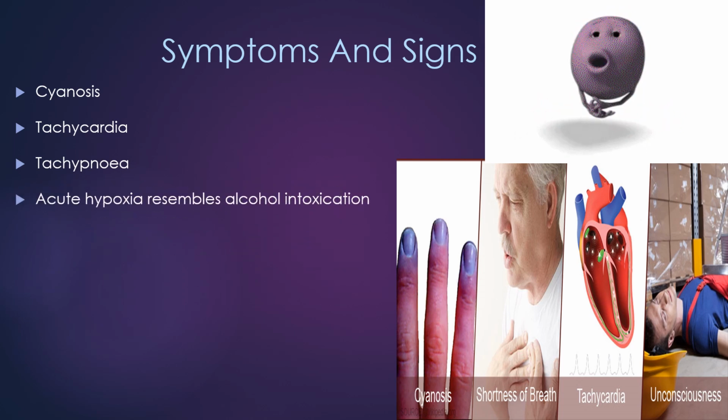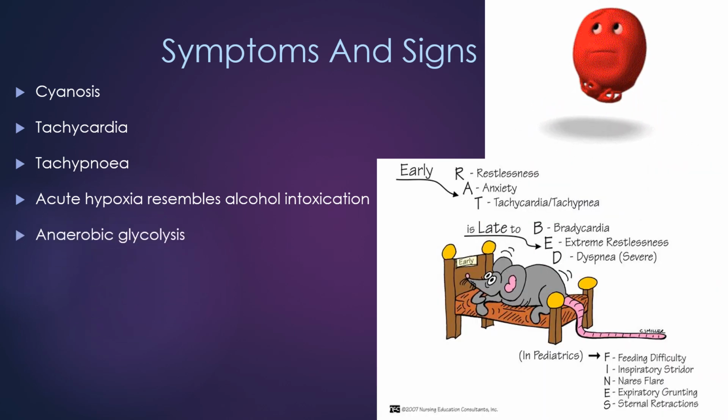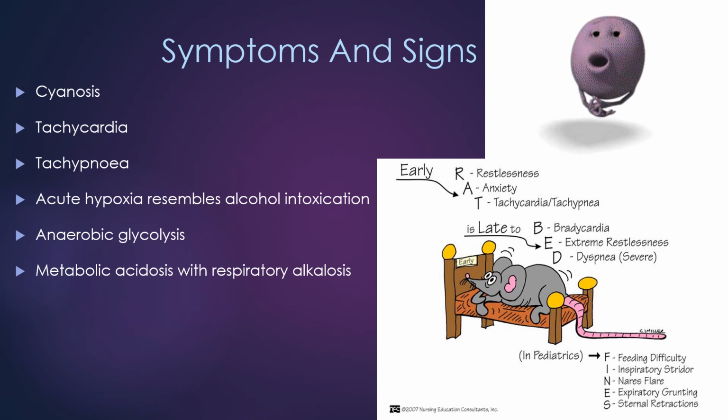Acute hypoxia resembles alcoholic intoxication, just because in case of lower oxygen supply, the brain receives less oxygen, so the higher center immediately could not work as normal. Anaerobic glycolysis, so energy production moves from aerobic to anaerobic. Metabolic acidosis with respiratory alkalosis, so carbon dioxide is washed out, so more hydrogen ions are formed in the blood, which leads on to this condition.